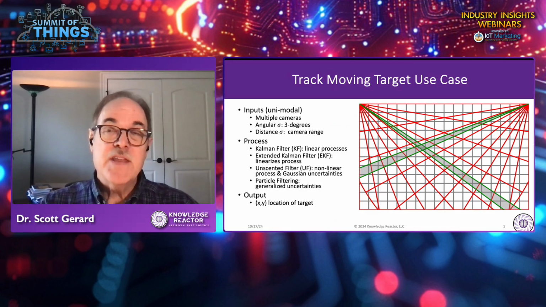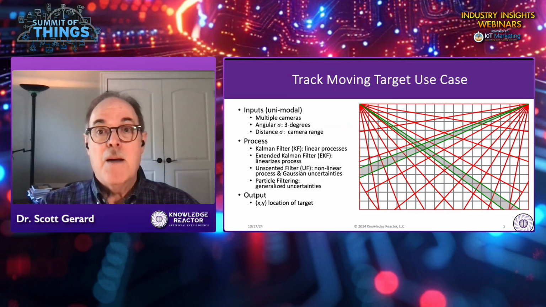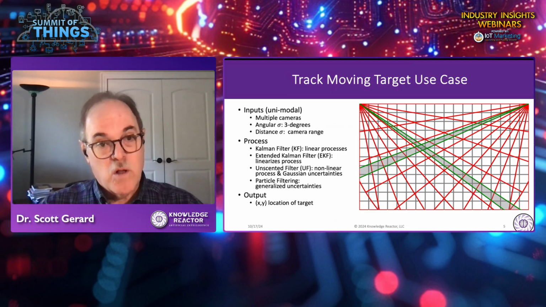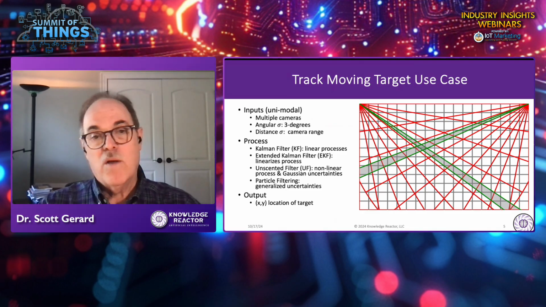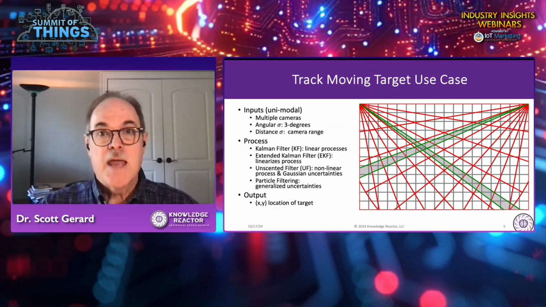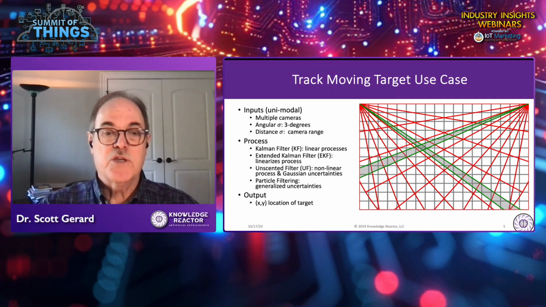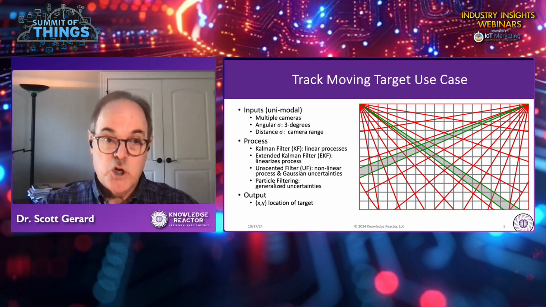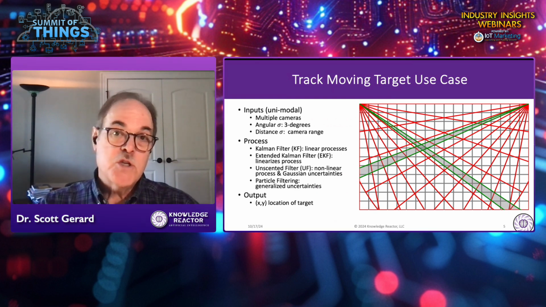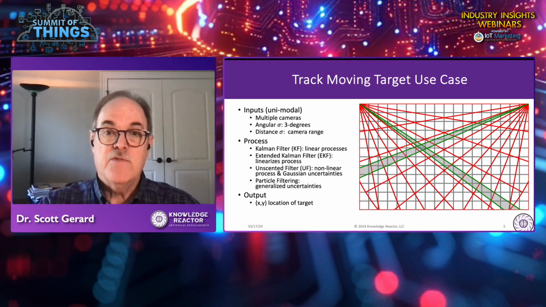But if the nonlinearities get even worse, you're probably going to have to move to an unscented filter, but they still have Gaussian uncertainties, and so that might push you all the way to particle filtering where you can handle generalized uncertainties as well. But so we're trying to track something through this space. We're going to use multiple sensors to do it. And the goal is to return an XY coordinate of where the target is over time. So this is one example of using unimodal multi-sensor fusion to figure out what's going on.